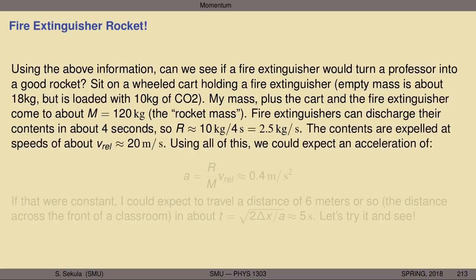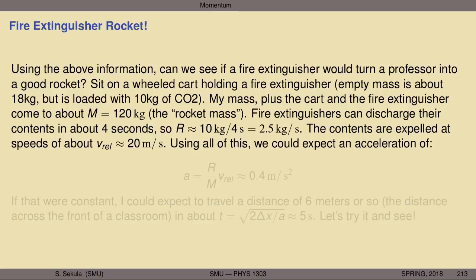Now, the contents are expelled at speeds that are about 20 meters per second. So if I lock the fire extinguisher in place and I measure the speed with which the exhaust products shoot out the back, that comes out to be something like 20 meters per second. That is the velocity of the exhaust relative to the rocket, because the fire extinguisher will be fixed to the cart, and I will be fixed to all of that. I'll be holding all of this down. And so the speed of the exhaust relative to me is going to be 20 meters per second.